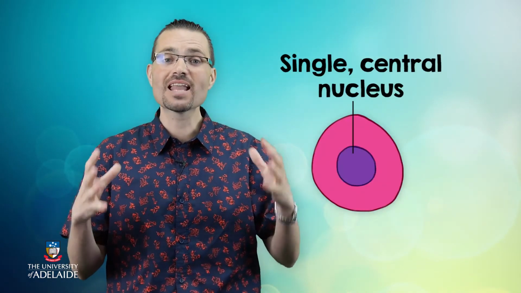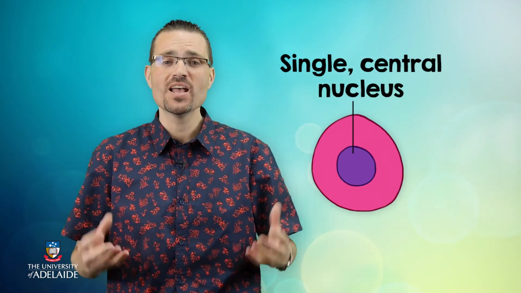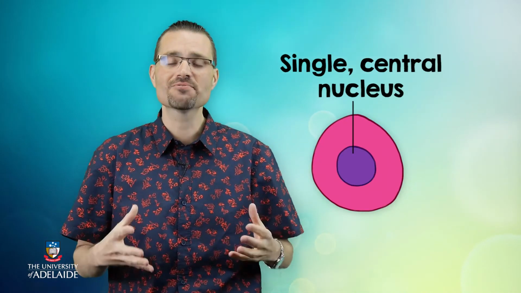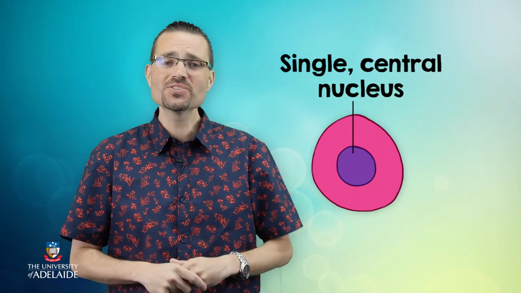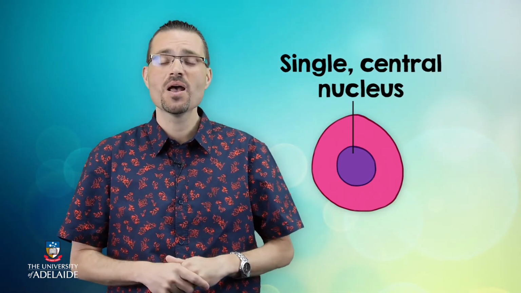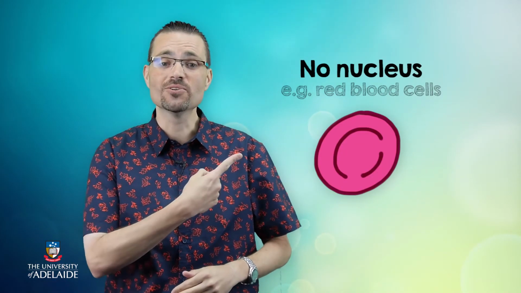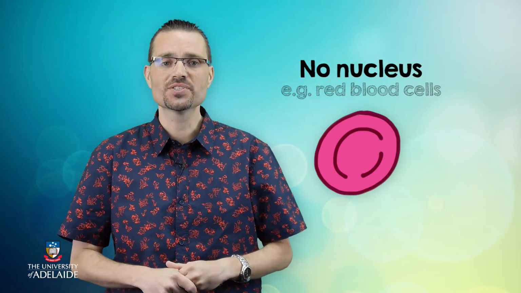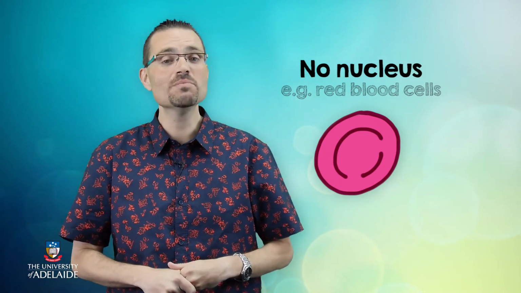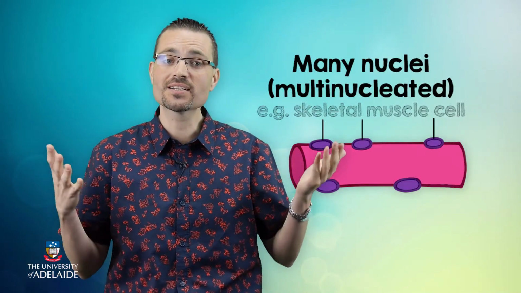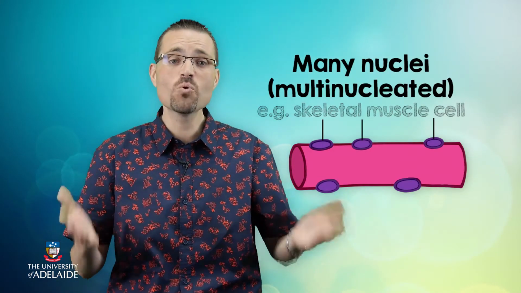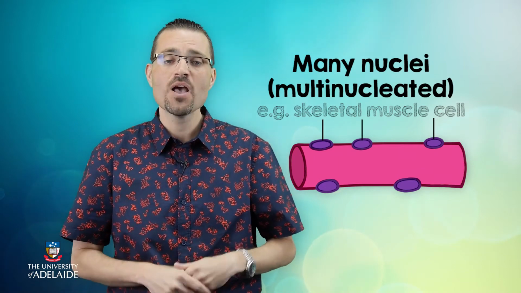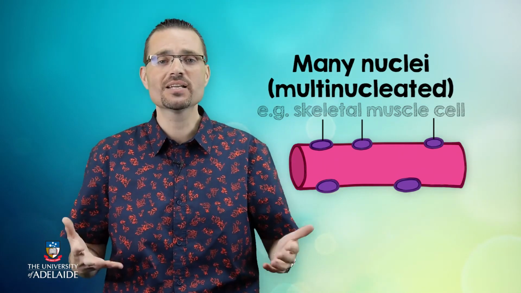The nucleus is the largest structure inside of a cell, and it's usually located in the centre of the cell. Most cells have just one nucleus, but there are some exceptions. For example, red blood cells have no nucleus. This is to free up space inside of the cell for oxygen-carrying hemoglobin molecules. In contrast, some cells, like skeletal muscle cells, have more than one nucleus. We call these cells multinucleated cells.